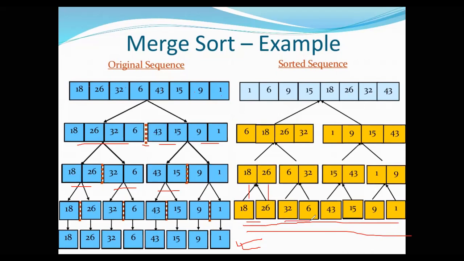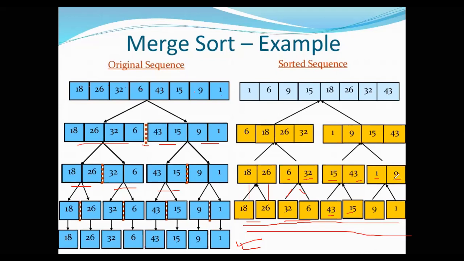But look at these two: 32 was first, and 6 was after 32. But when we are merging these two arrays, we actually keep 6 first and then 32. Then again we have 43 and 15. When we combine these two arrays, 15 will come first, 43 will go next. Same for 1 and 9.